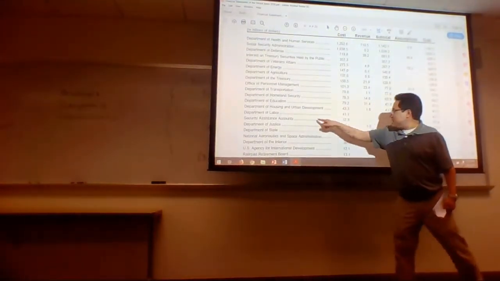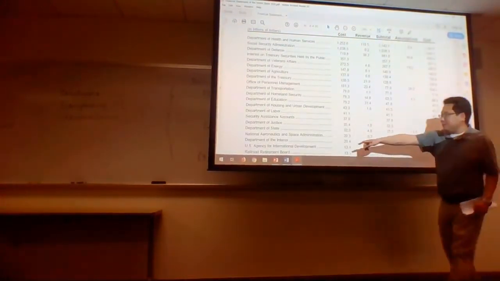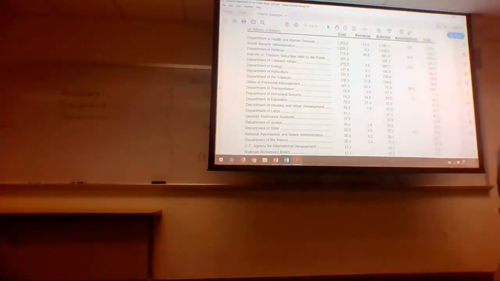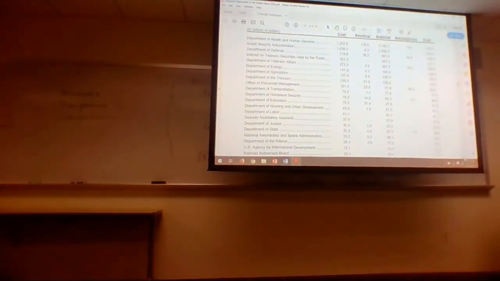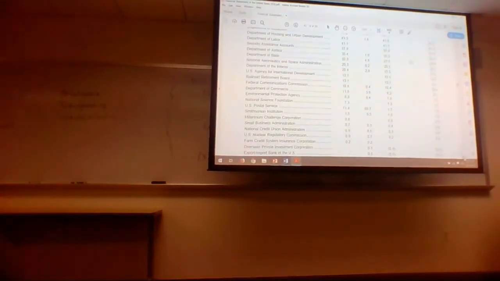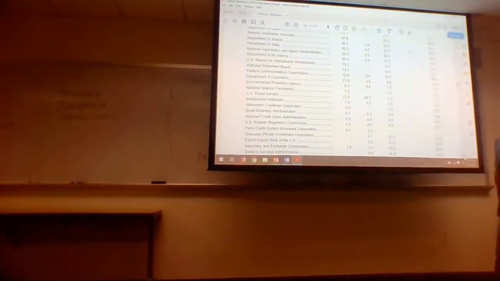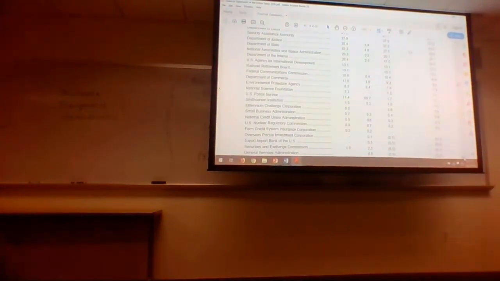Actually, foreign aid is in 3 places. Security Assistance Account, that's about 38 billion. It's also here. Let me scroll down. Right here. You see U.S. Agency for International Development, that's USAID. That actually started in the early 1960s by President Kennedy. And that's a program that administers aid to other countries. Okay?